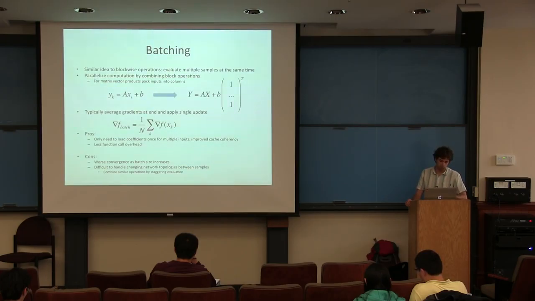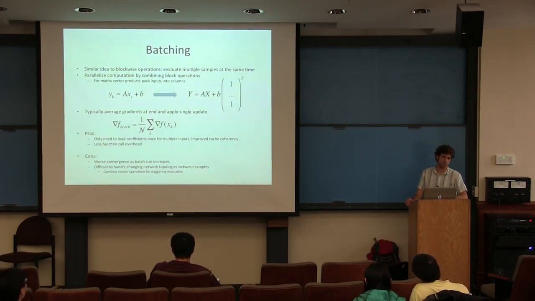If you were to do it individually for each sample, you'd have to load A from memory for every single sample. But when you're doing batching, you only have to load it once, so you actually save a lot on your memory access. I know these are a lot of low-level details, but they actually give you a big performance improvement. You can get factors of, yeah.